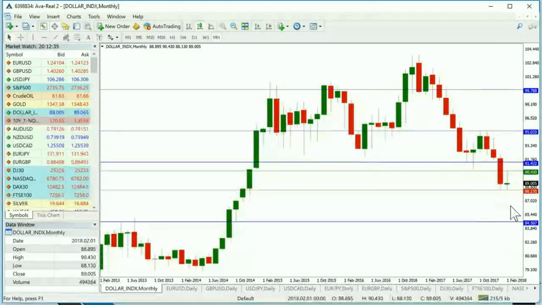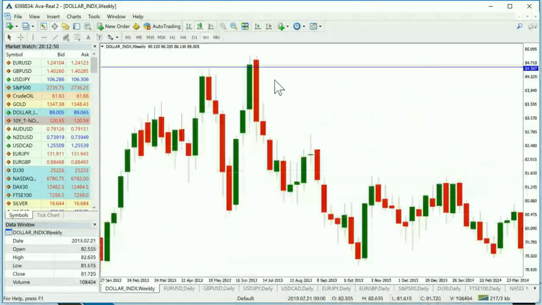As you can see on a monthly time frame, we are 18 days into the month, and there is significant indecision as well. So we've had 3 very, very bearish months. And this is a month now which is just showing a little bit of hesitation.